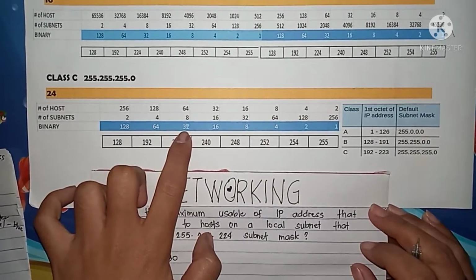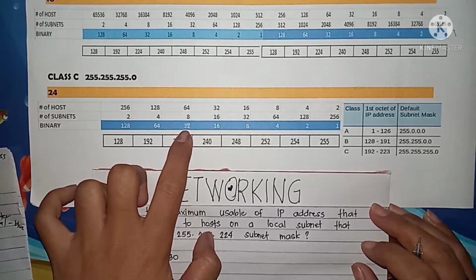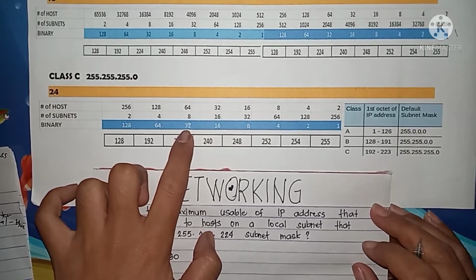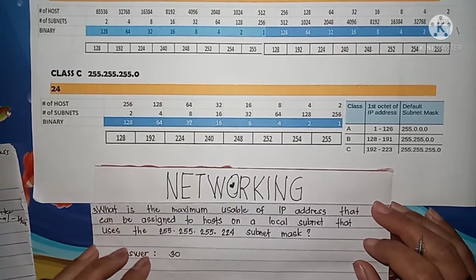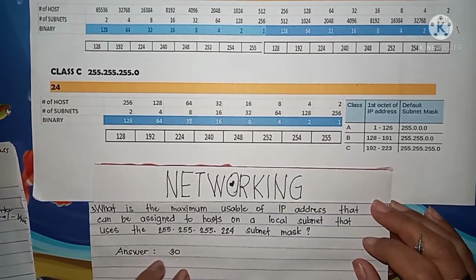So this will be minus 2 for the broadcast address and the network address. So 32 minus 2 is equal to 30. That's why we came up with the answer 30.